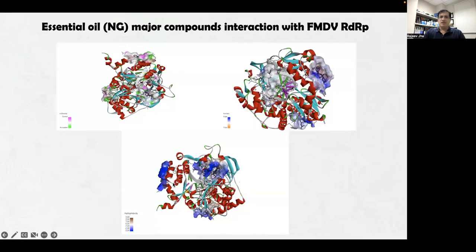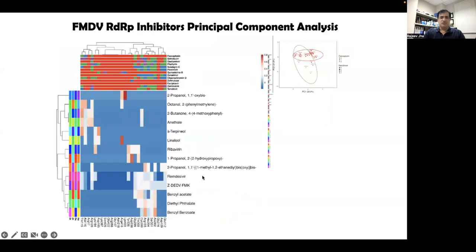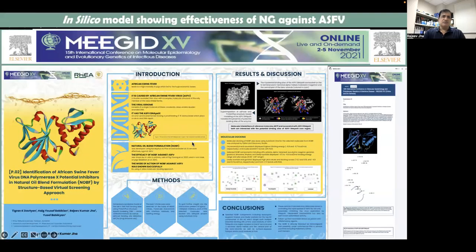Essential oil, natural guard major compounds interaction with foot and mouth disease virus RDRP. Here also we can see the percentage is higher in the selected molecules. It's high. This work we also presented in international seminar organized by Elsevier.